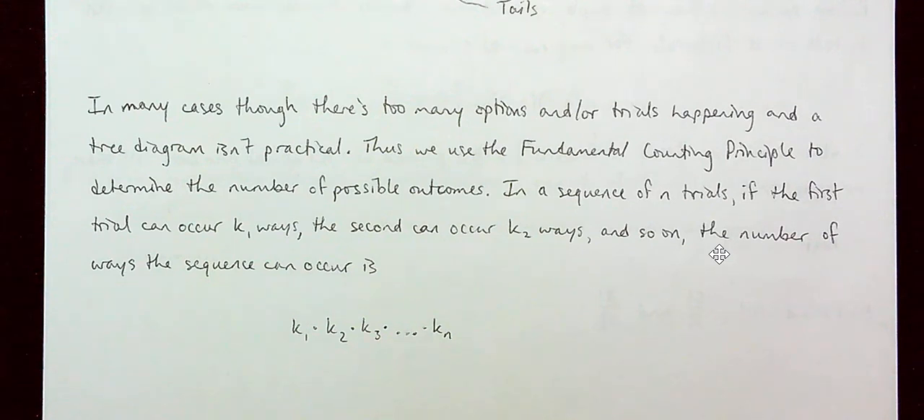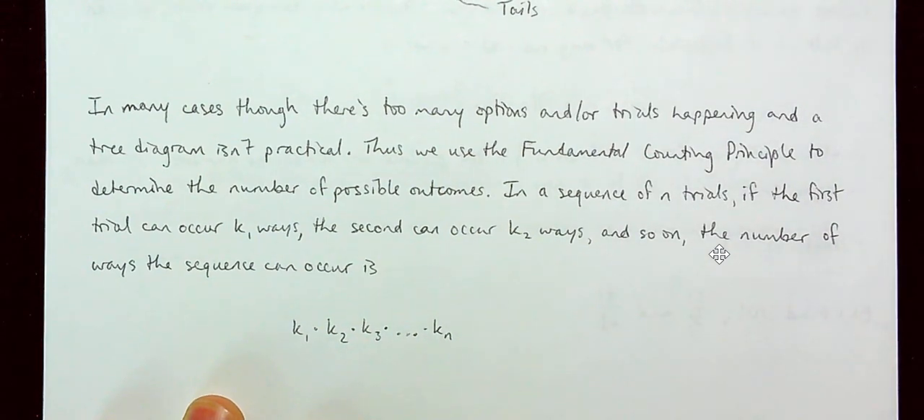In a sequence of n trials, if the first trial can happen k sub 1 ways, and the second can happen k sub 2 ways, the third trial can happen k sub 3 ways, and so on, all the way through the nth trial can happen k sub n ways, then the number of possible ways that this sequence of n trials can happen is simply the product of these k values: k1 times k2 times k3 times ... times kn.